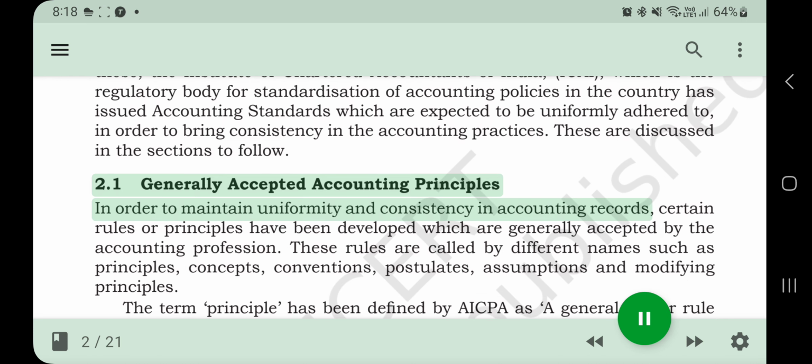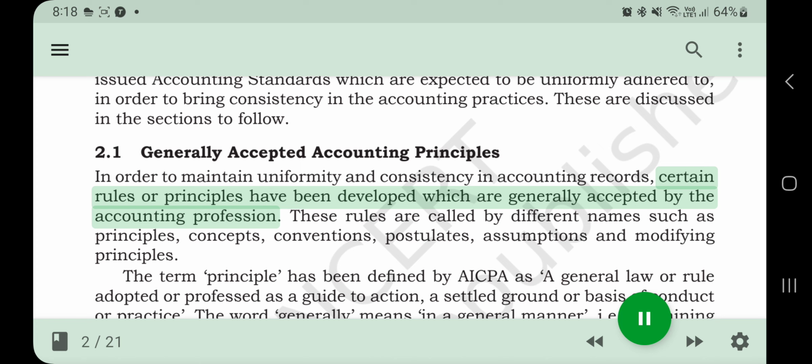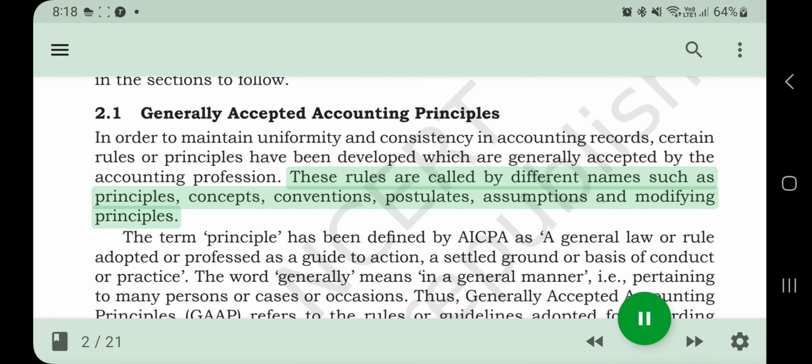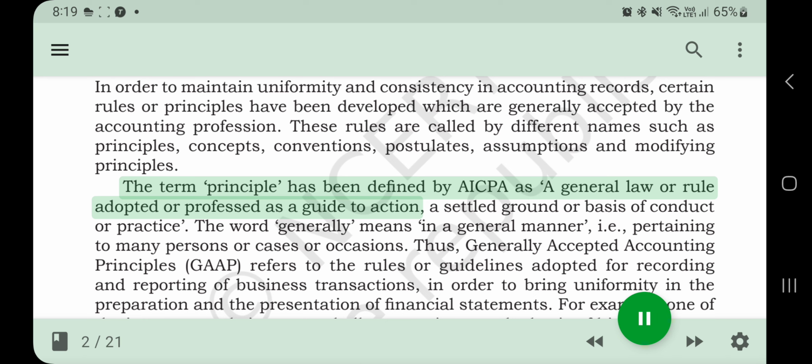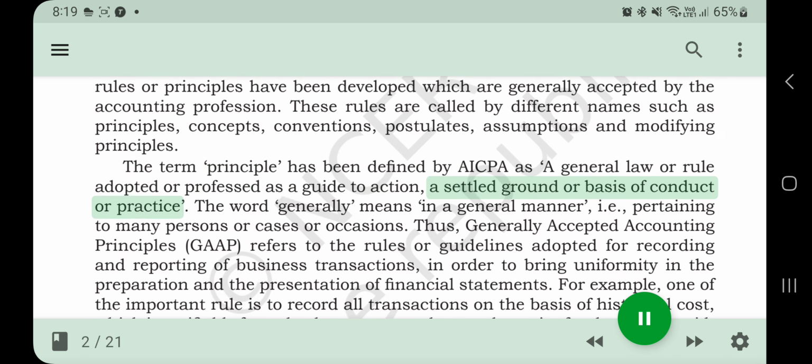2.1 Generally accepted accounting principles. In order to maintain uniformity and consistency in accounting records, certain rules or principles have been developed which are generally accepted by the accounting profession. These rules are called by different names such as principles, concepts, conventions, postulates, assumptions and modifying principles. The term principle has been defined by AICPA as a general law or rule adopted or professed as a guide to action, a settled ground or basis of conduct or practice.